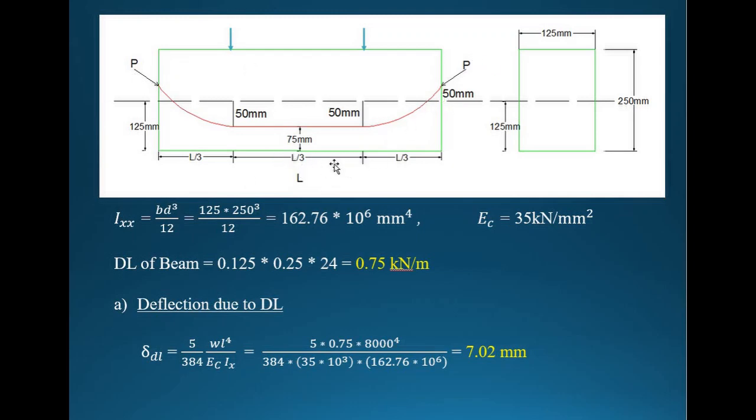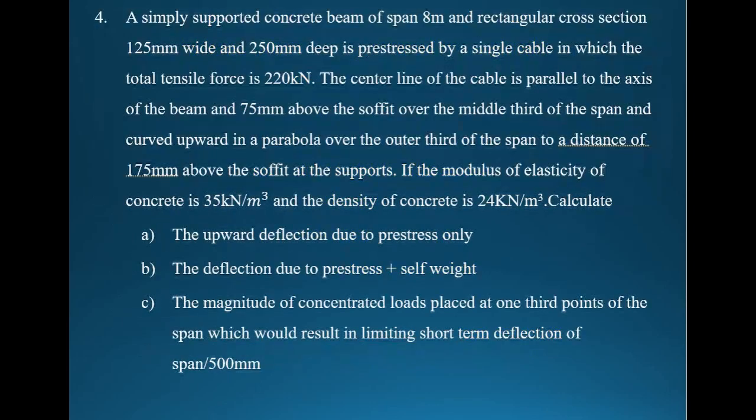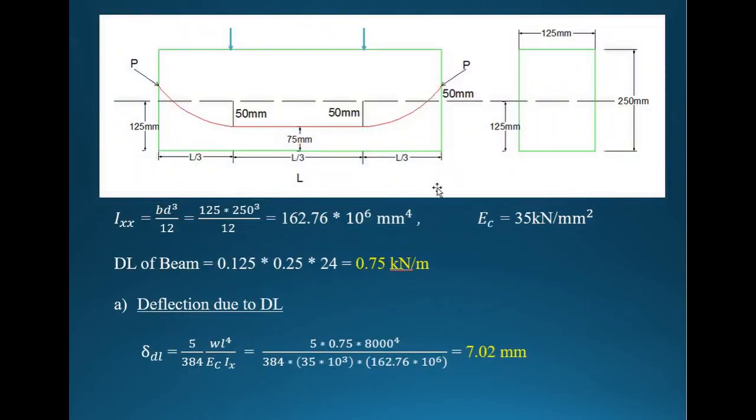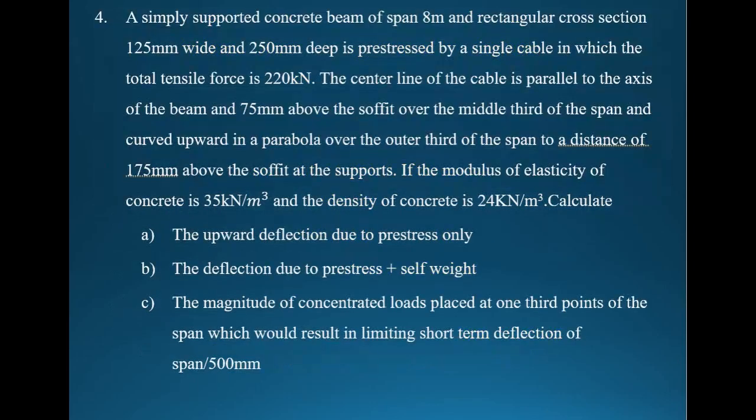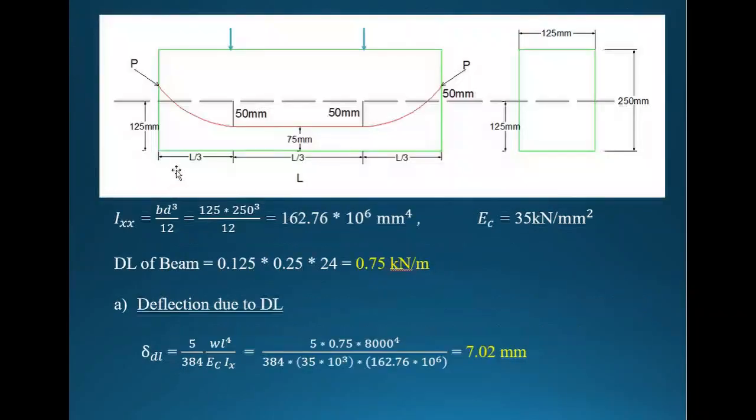And about the length, they had said, see here, middle third of the span. So middle third means the complete length of the span is L, with L by 3 here, L by 3, L by 3. Like this we should divide and draw the diagram. L is 8 meter. See here it is 8 meter. That means 8 by 3, 8 by 3, 8 by 3. This is the cable profile.